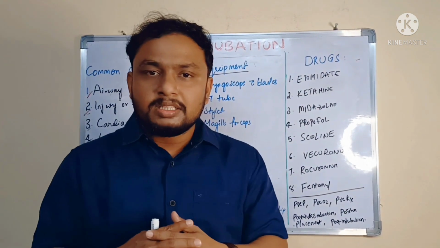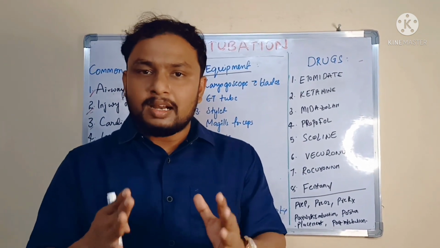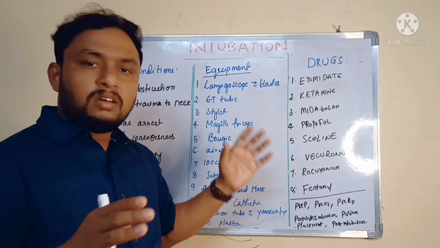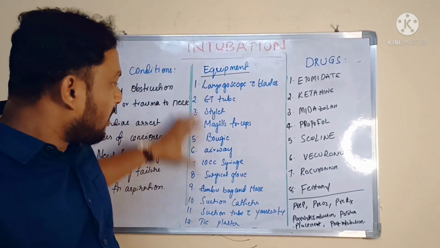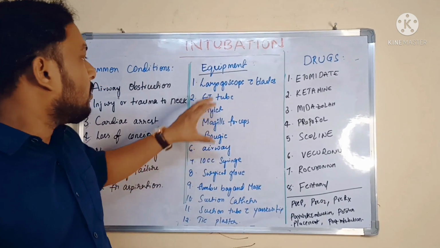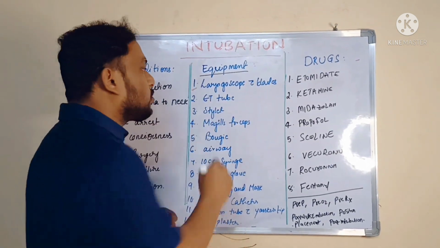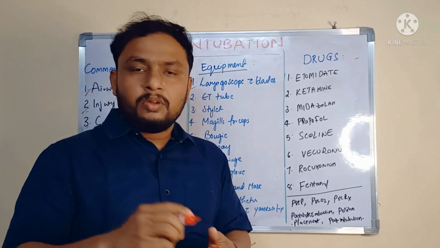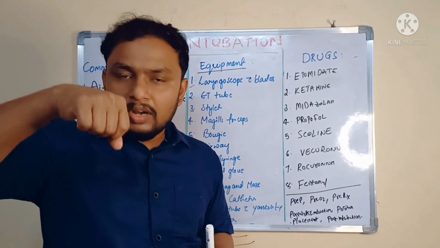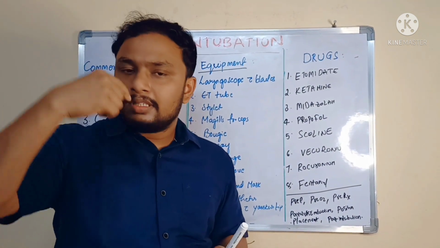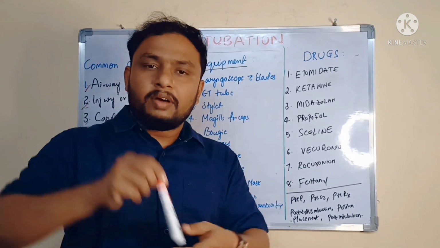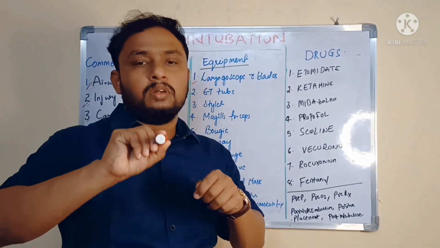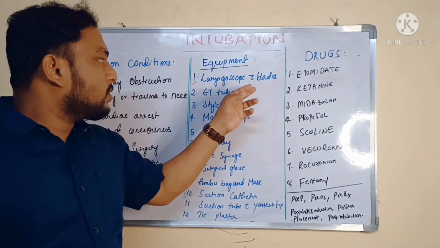So for doing intubation, what are the equipment to be kept ready? As a nurse or a doctor, before doing the procedure, you need to get ready with all these items. First one is the laryngoscope, a scope which visualizes the oral cavity and the trachea for inserting a tube through the mouth.